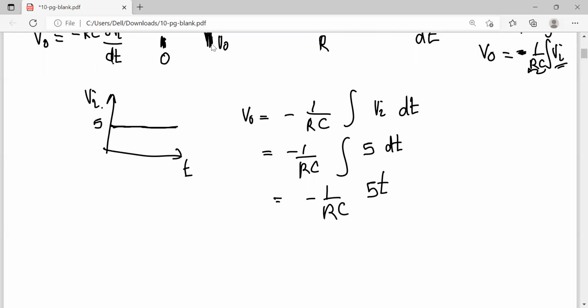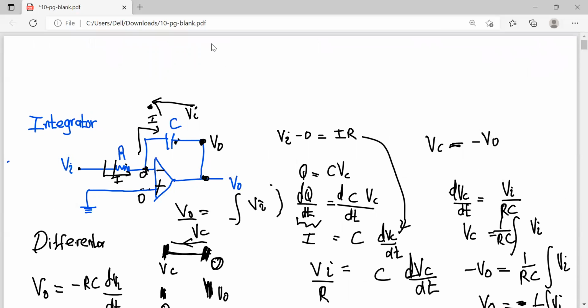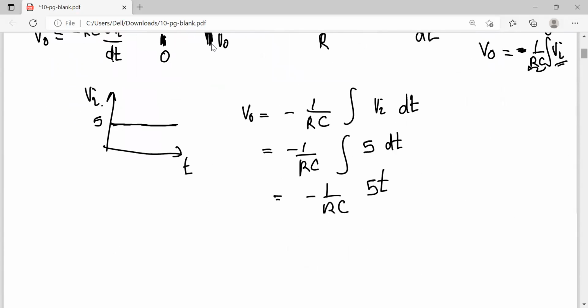So this is the shape you are going to get, minus 5 over RC, these are constants, and this is going to be a graph of t. Always remember there is a minus sign. This is going to be m into t, where m is less than 0. Sometimes you might have a doubt that if you integrate there should be a constant, but if the capacitor initially has no charge, the constant would be 0.